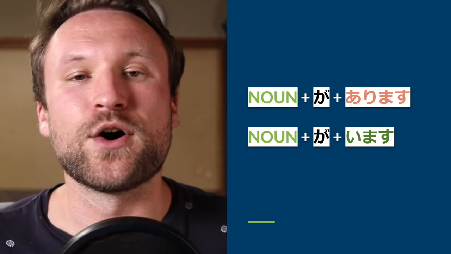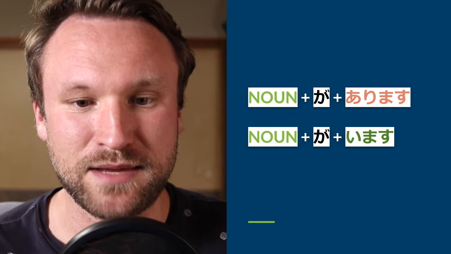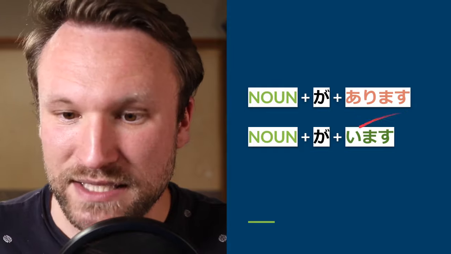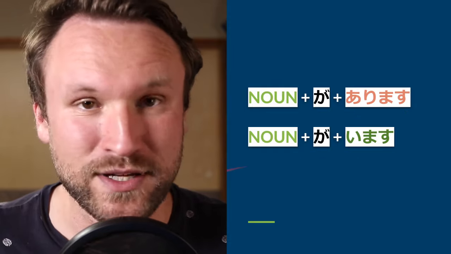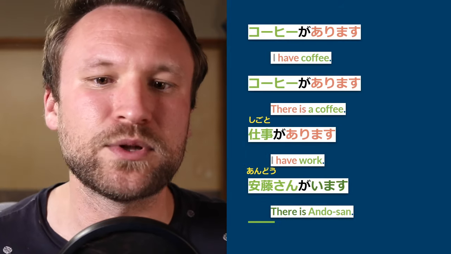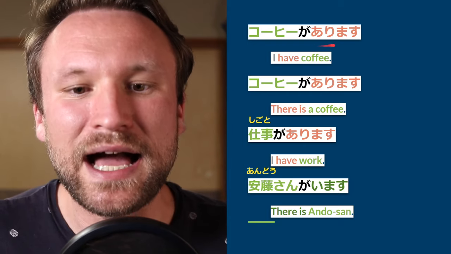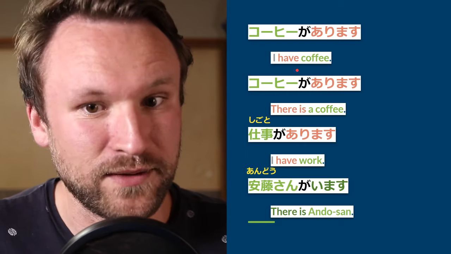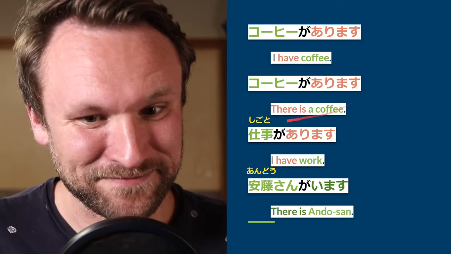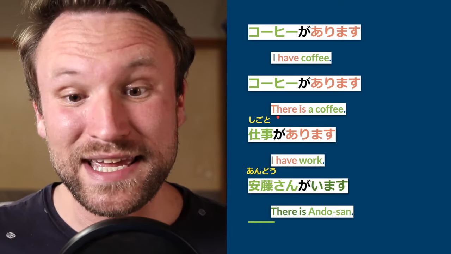Okay, so the sentence structure that Genki teaches for using あります and います is just a noun plus が plus あります, or います if the noun is an animate object. It's pretty straightforward. So here are some really, really simple example sentences. We have コーヒーがあります. I have coffee. コーヒーがあります. Same sentence, but depending on the context, it could also mean that there is coffee.